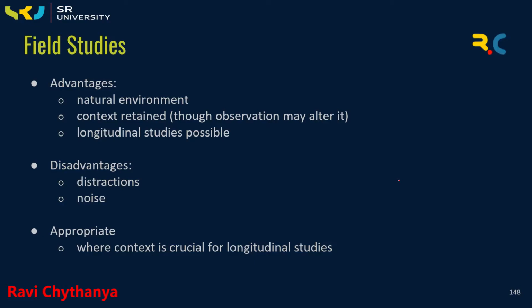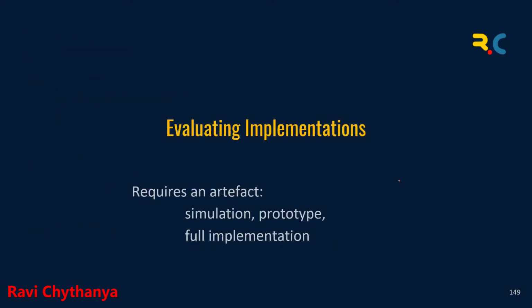Where exactly it has to be available, there we are going to check for the flaws. And longitudinal studies are possible. Obviously location-based studies are going to be possible in the field study. And the disadvantages are, as we know, distractions and noise, which are the most significant disadvantages for the field study. The appropriate situation is where the context is crucial, for longitudinal studies. So there you can go for the field studies.